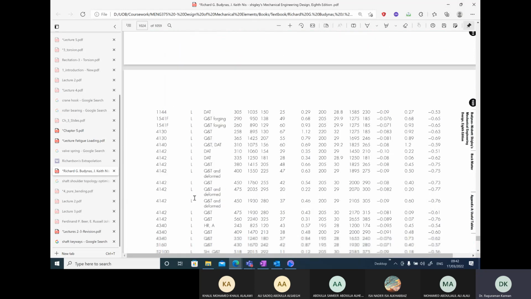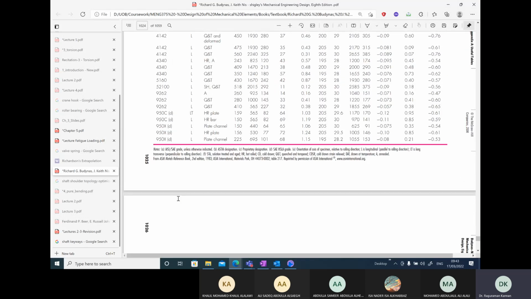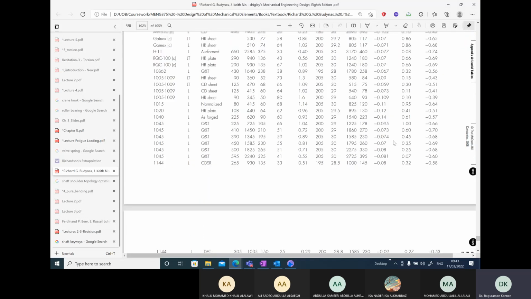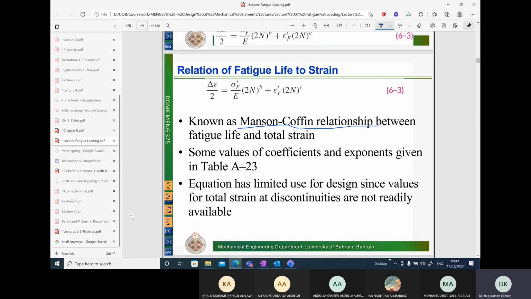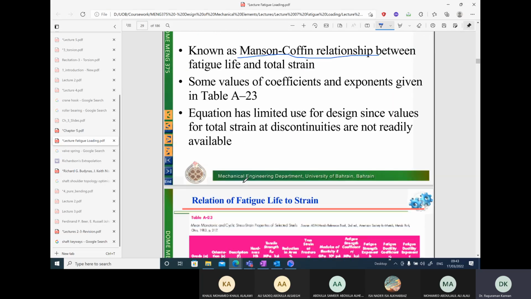We can see several materials are listed here, and you can get these constants from the table over here. Okay, so using these values, you will be able to figure out what is the life of the specimen. Or if you want to have a specific life for the specimen, you can substitute here and you can check what is the maximum strain you can apply on the specimen, so that you can design the component by controlling the strain and other parameters in the design.